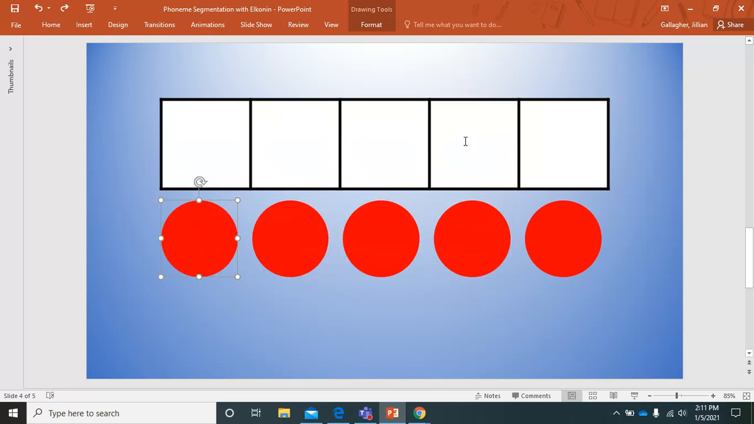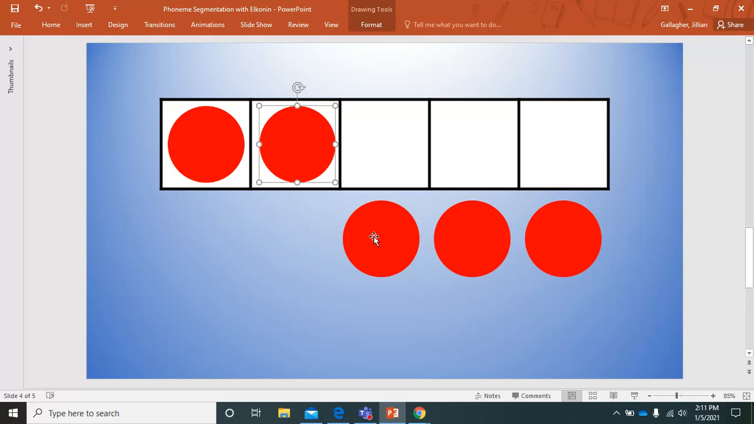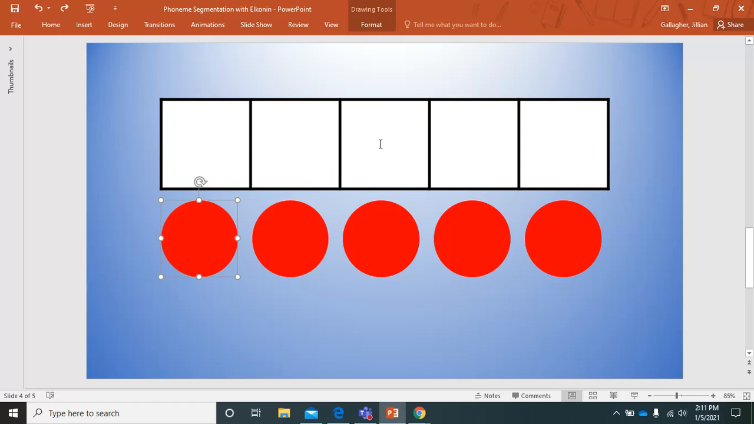Let's do another one. Bat. Bat. The sounds in the word bat are b, a, t. Bat. How many sounds are in the word bat? 3. Great. Let's do another one. Moon.